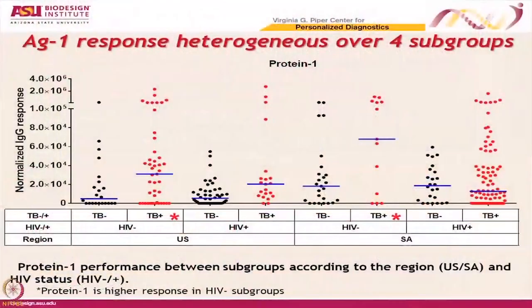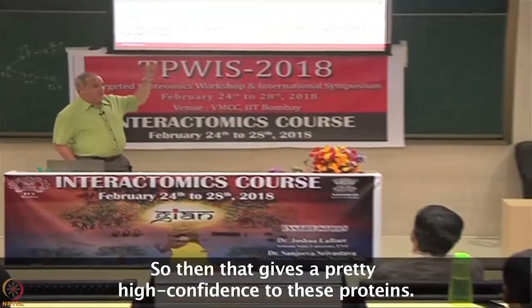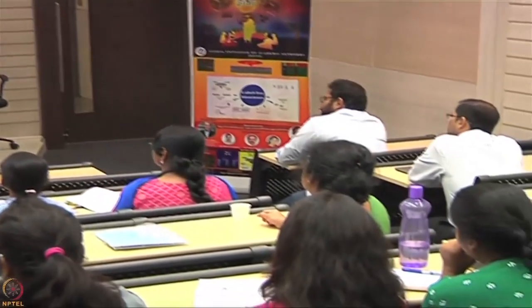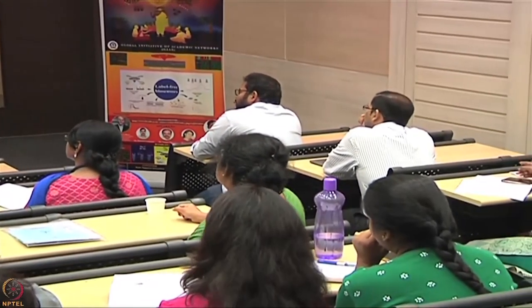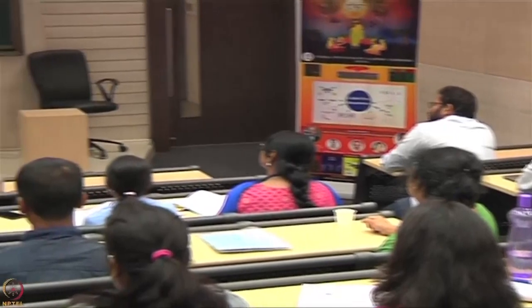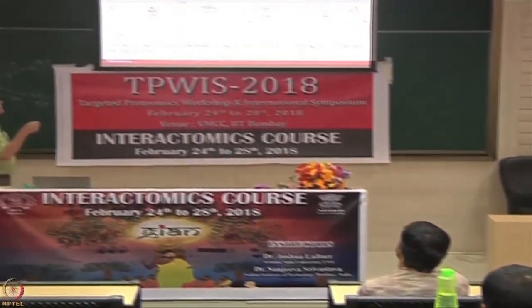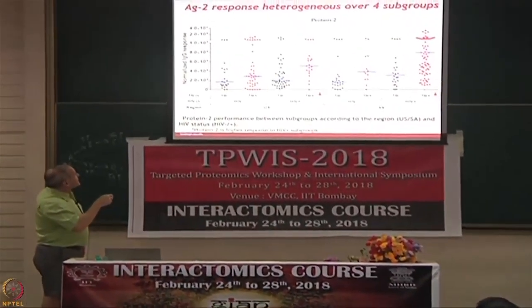All 40 were tested with ELISA. Yeah, and these results are ELISA results. Yeah, we're pretty highly confident with these. But if you look at the sensitivity, right, the sensitivity here is not outrageous, right? Because there are TB negatives that have signal.